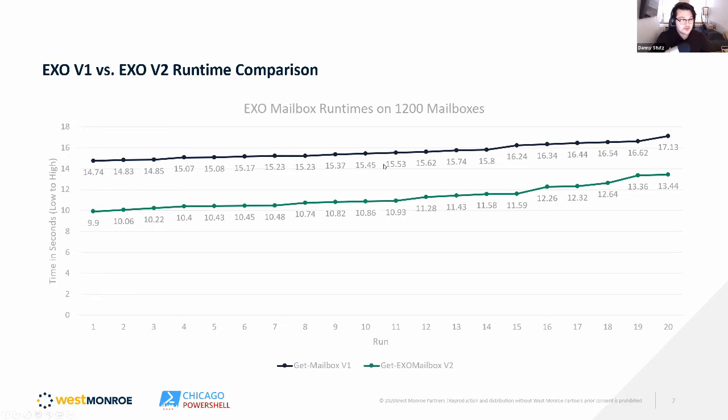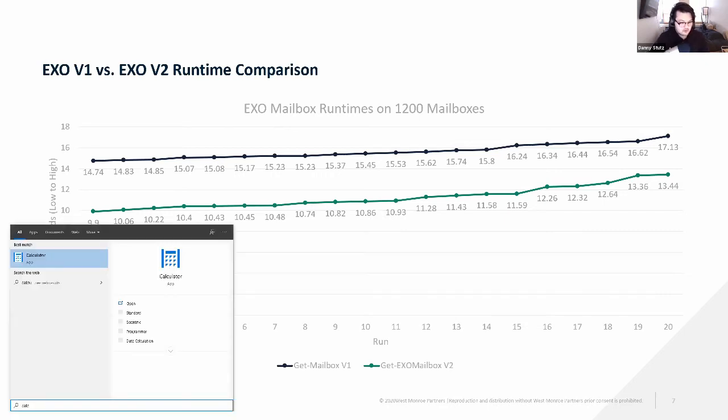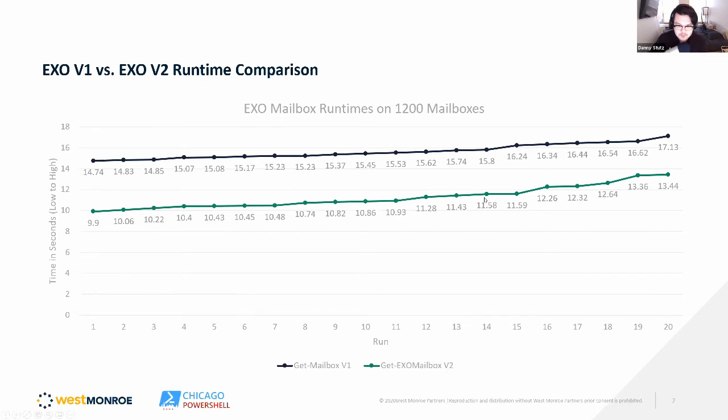And so there are some key assumptions here. First off, I ran this on a tenant with 1,200 mailboxes. This is 20 runs. However, I sorted the runtimes from lowest to highest, just to display it. I didn't want to have a data point that was 17.3 and another one that was way lower. But basically, as you can tell from this graph, it's about 5 seconds. It's about a 5 second difference.